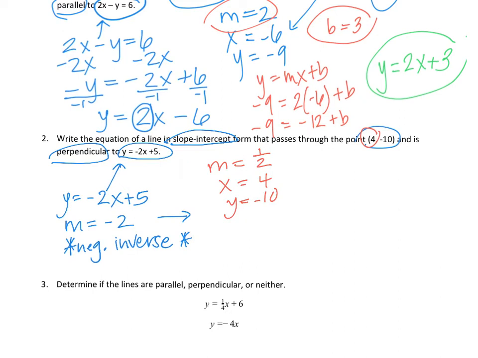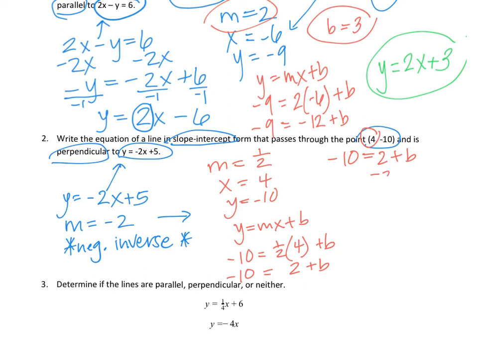Now we need to plug this information into y equals mx plus b so we can get b, and then we are good to go. So I'm going to plug this information in: -10 equals 1/2 times 4 plus b, that gives us 2. So to get from -10, we need to subtract 2 from -10, so that means b is equal to -12.